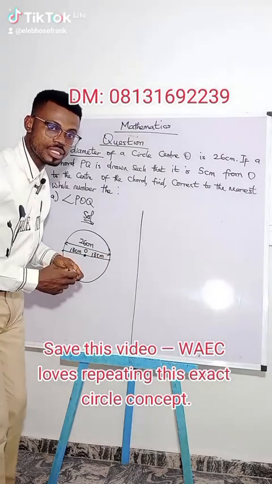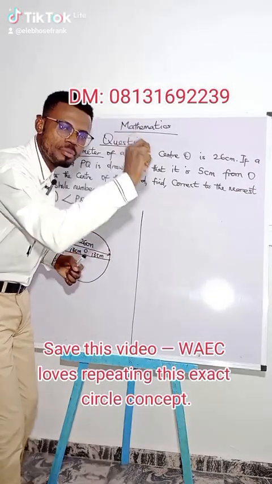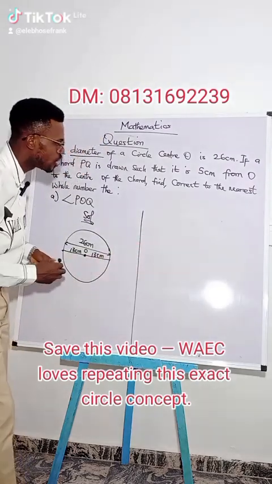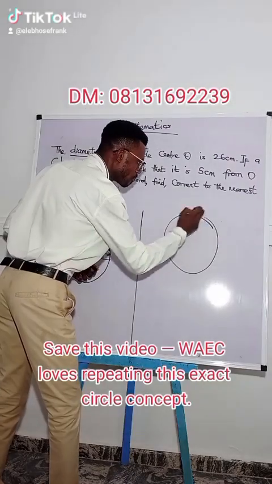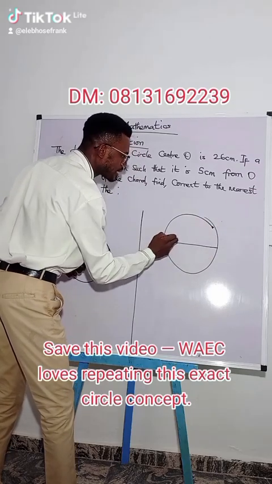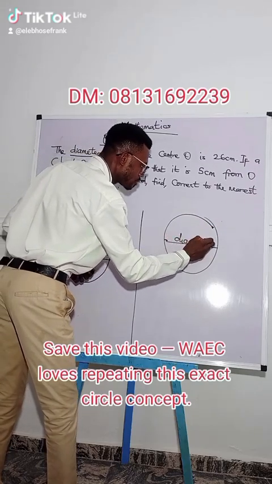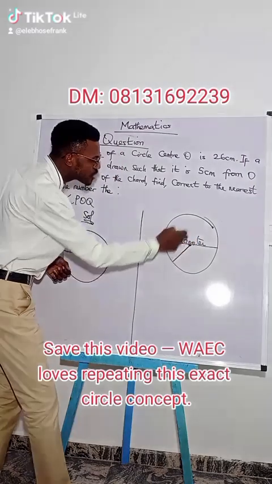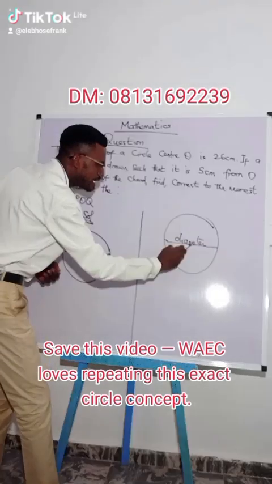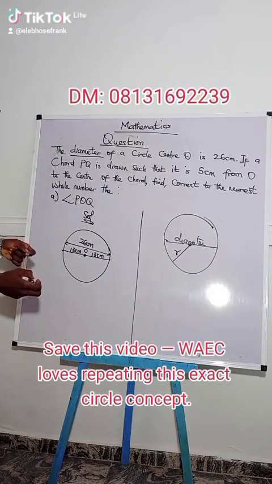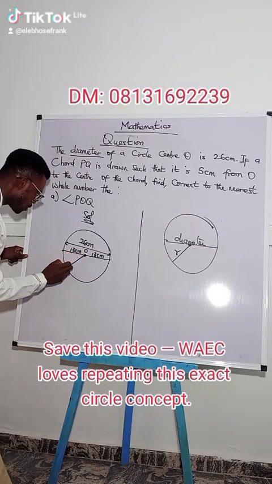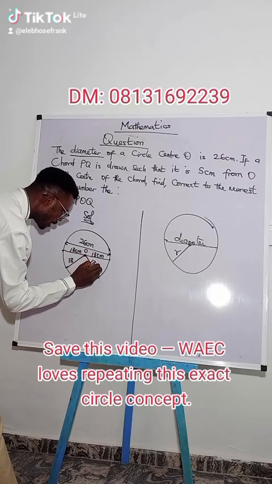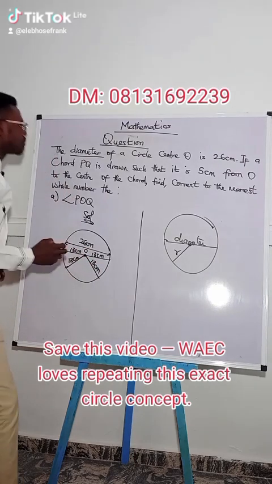What is radius? Radius is a line drawn from the midpoint of the circle to touch any part of the circumference. Okay, if I have a circle, a line that divides the circle into two equal parts is the diameter. All right, a line drawn from the midpoint of the circle to touch any part of the circumference is the radius. So my radius here is 13. This radius again is also what? 13 cm, 13 cm.